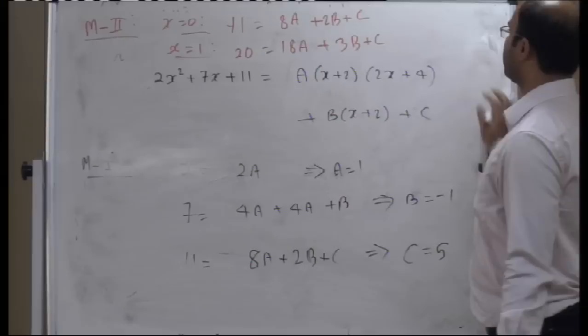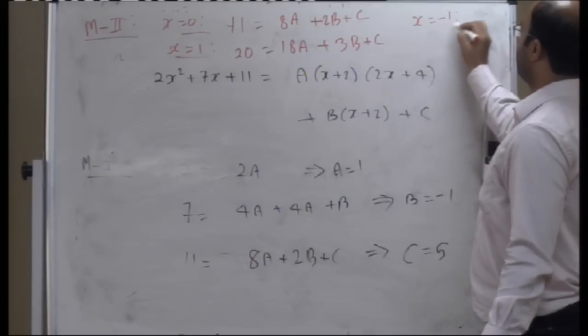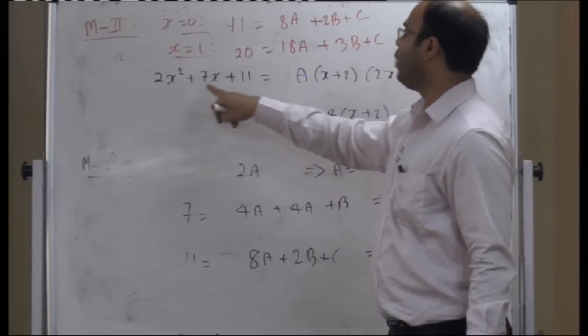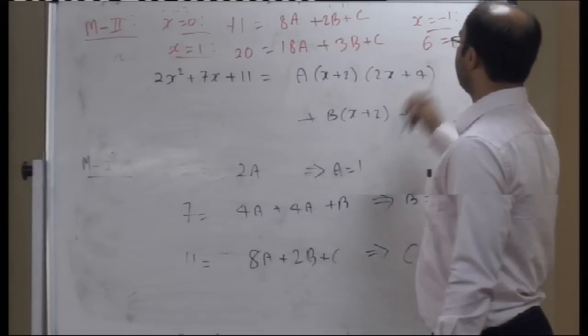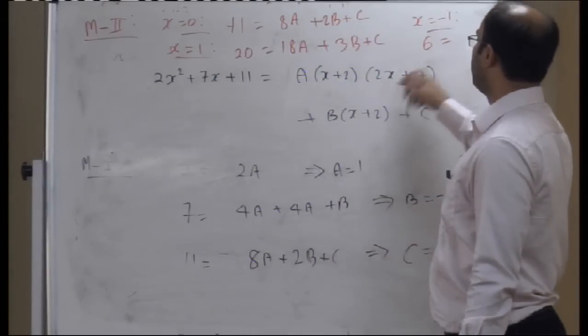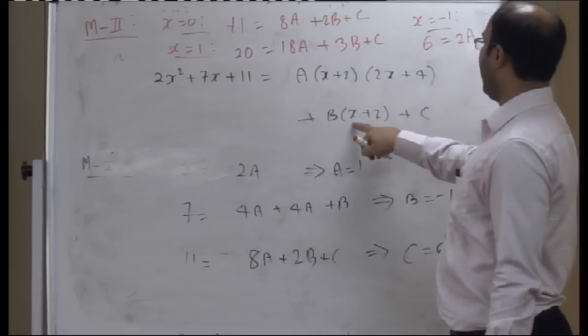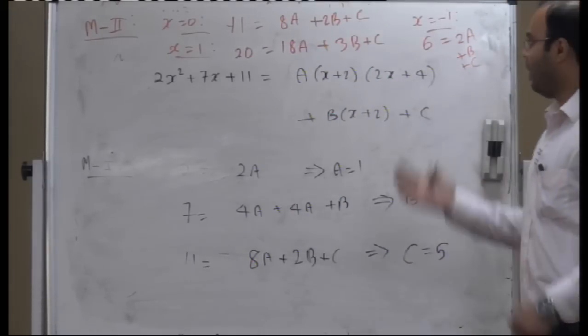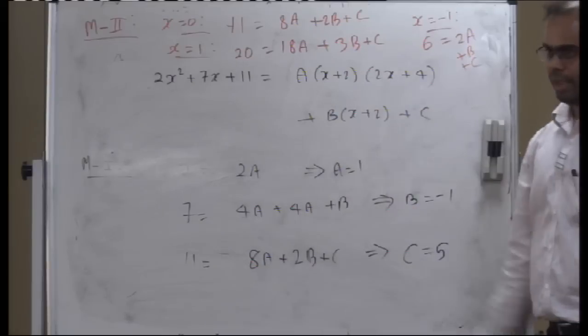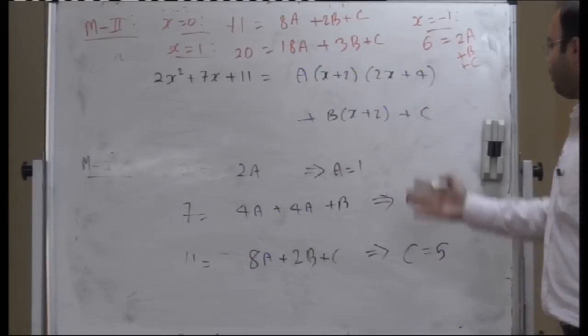And let us put x equal to minus 1. So this would become 2 and minus 7, minus 5, 11 minus 5 would be 6, and on the other side 2a minus b plus c. This is the third equation. Now you have to solve these 3 equations and find the values of a, b, c. And you can cross check whether you have got the correct answer or not.